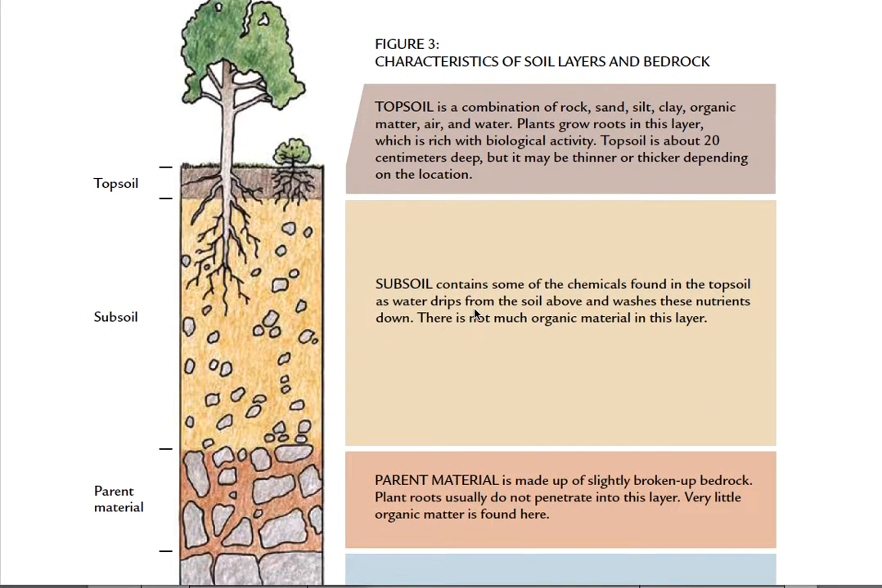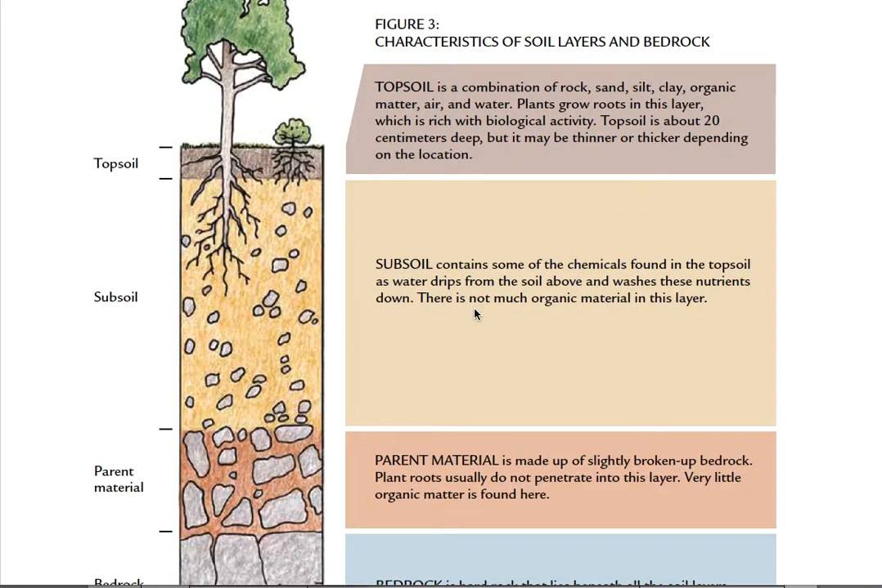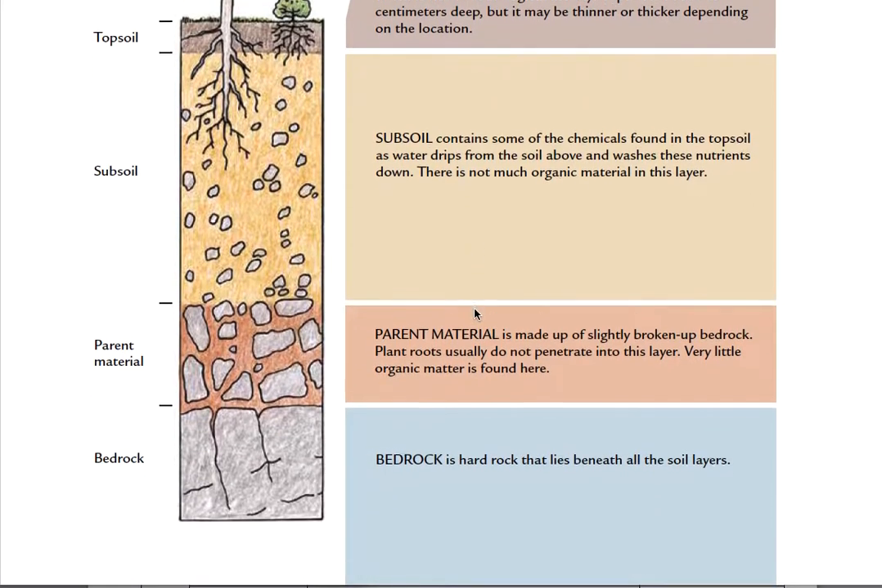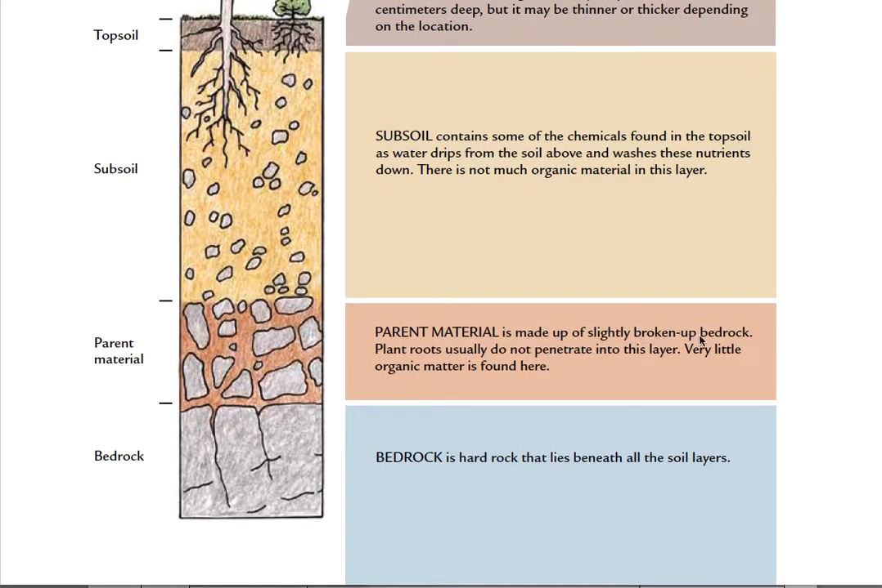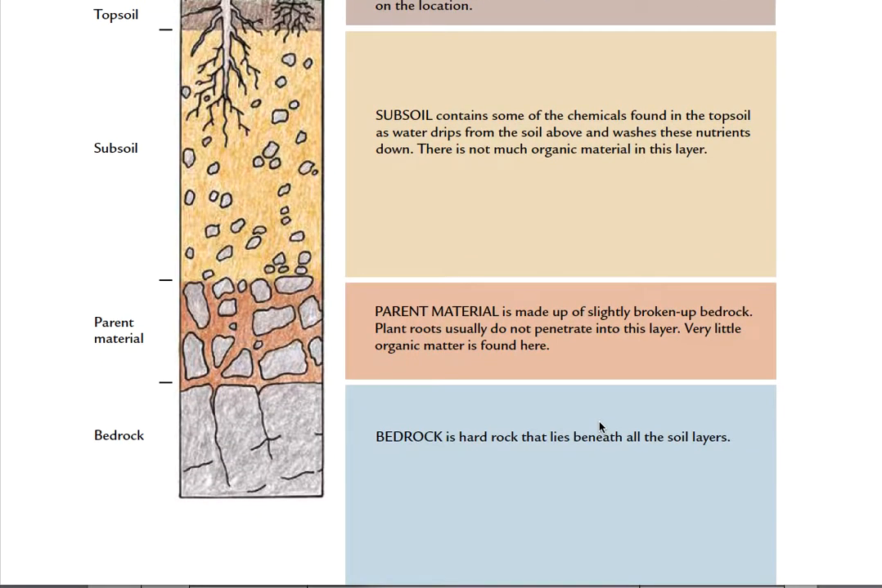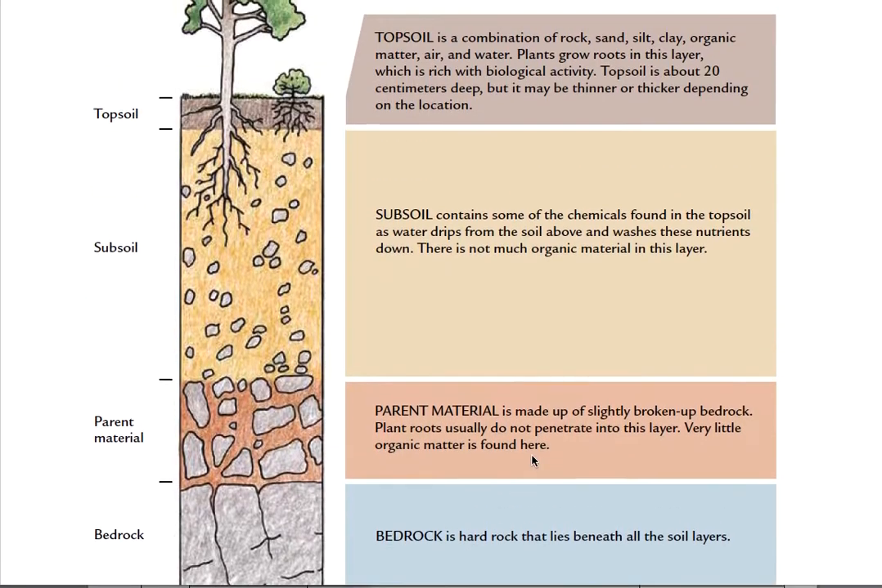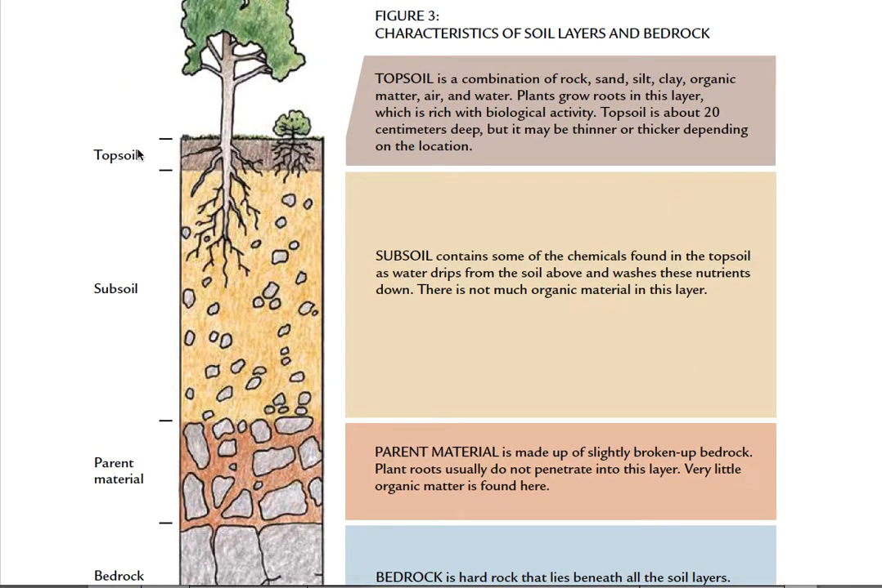Subsoil contains some of the chemicals found in the topsoil as water drips from the soil above and washes these nutrients down. There is not much organic material in this layer. Parent material is made up of slightly broken up bedrock. Plant roots usually do not penetrate into this layer. Very little organic matter is found here. And then here you have bedrock. Bedrock is the hard rock that lies beneath all the soil layers. So, A horizon, B horizon, C horizon. A, B, C.